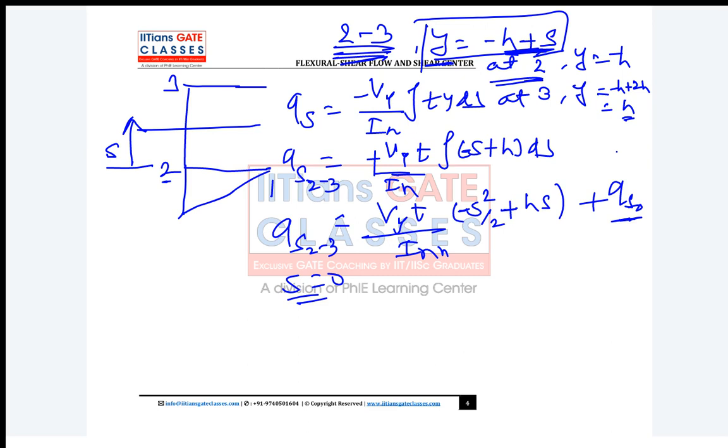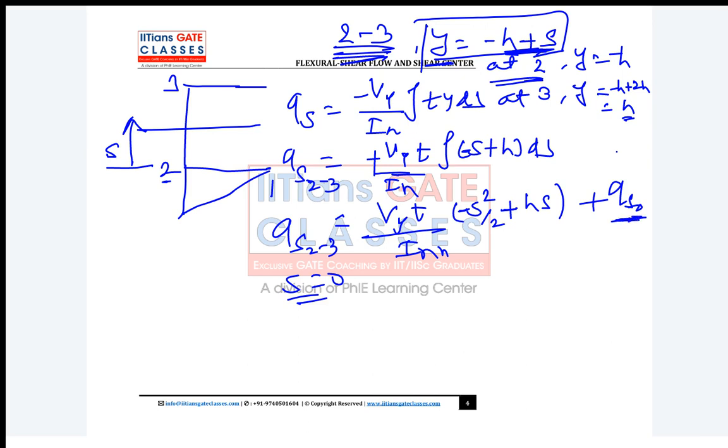Now it is correct. H minus S. Yeah, correct. Thank you, Satish, for rectifying. So it is minus s square by 2 plus hs, and this integral constant. Now how to find the integral constant?